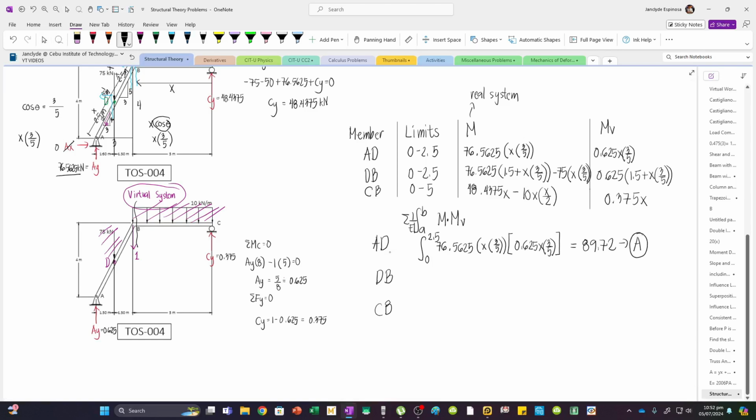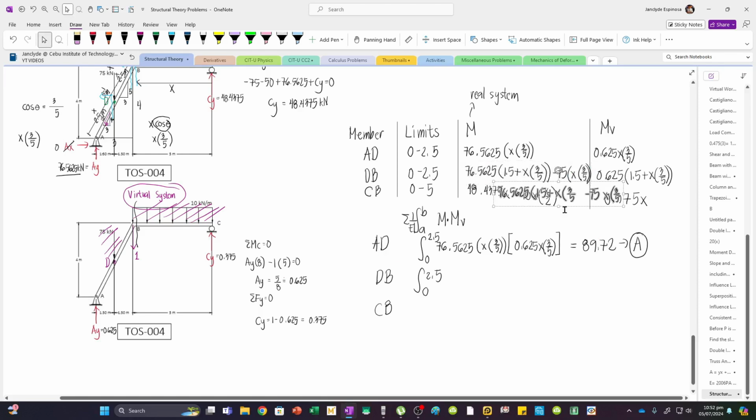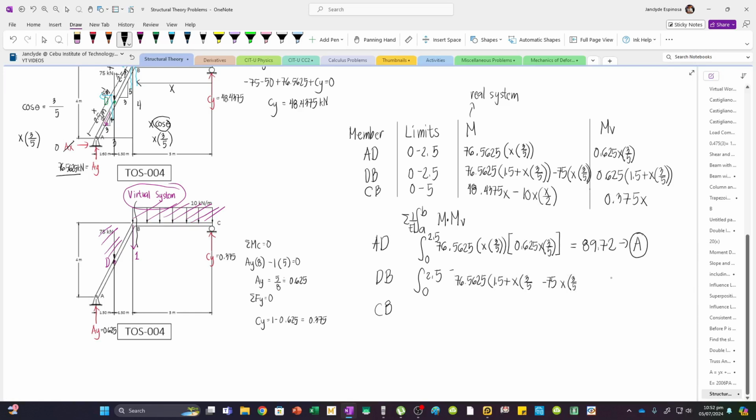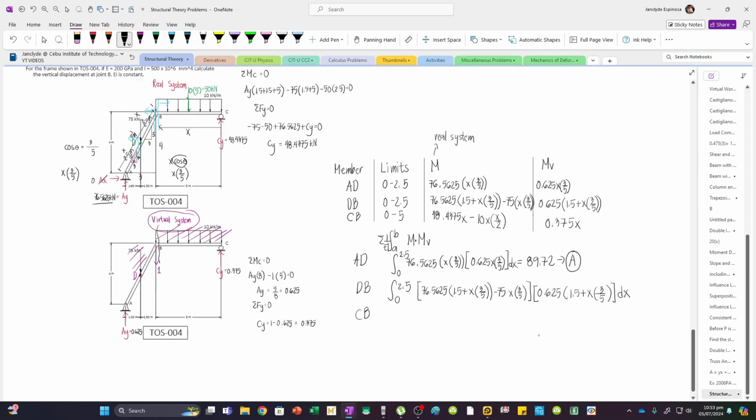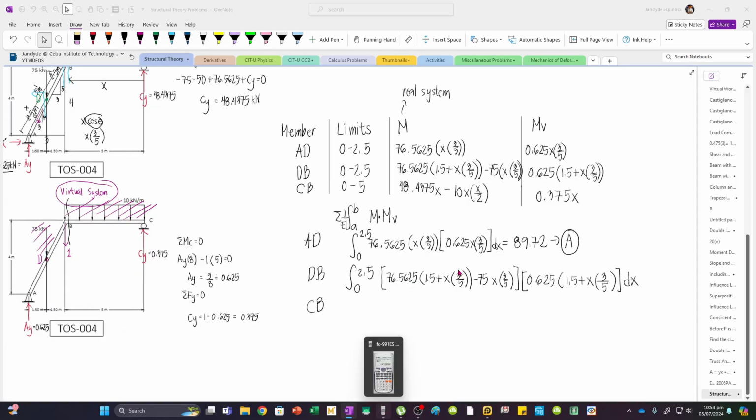And then for the next one, we can set up the limits 0 to 2.5, and then M multiplied by MV. So I have this expression multiplied by MV. So 76.5625 x times minus 75 times yan. And then this is multiplied by MV, which is 0.625 multiplied by 1.5 plus x times 3 over 5. Now, meron pala tong dx. Lagay na lang natin. Yan. So, masyadong mahaba. Try natin kung kasya.